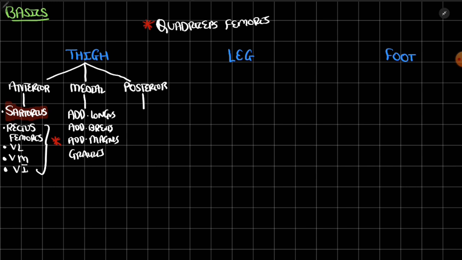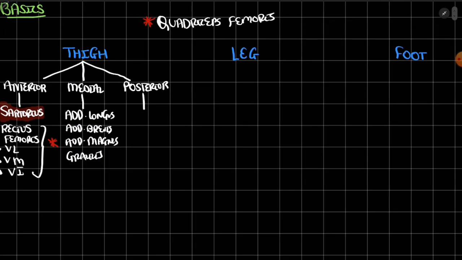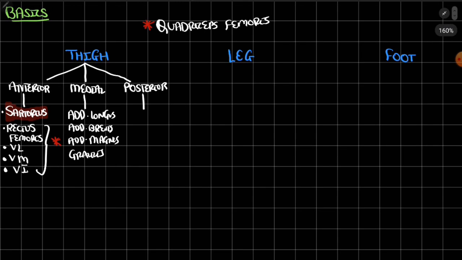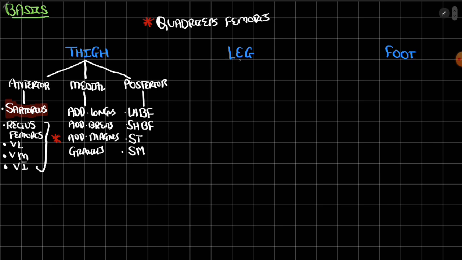Posterior compartment is the flexor compartment, so they are responsible for flexion at the knee joint. And the medial compartment is adduction of hip joint. Now the posterior compartment consists of long head of biceps femoris, short head of biceps femoris, semitendinosus, and semimembranosus. These are the 4 muscles in the posterior compartment.